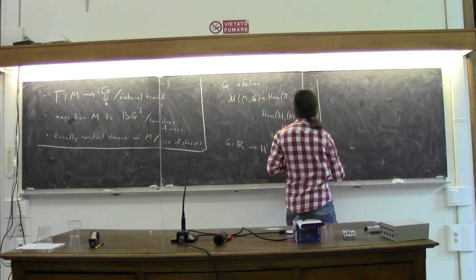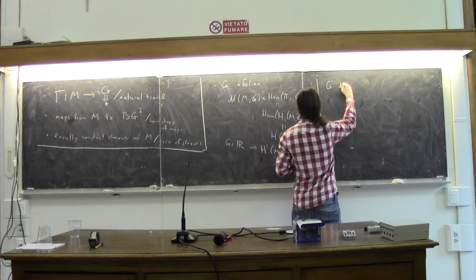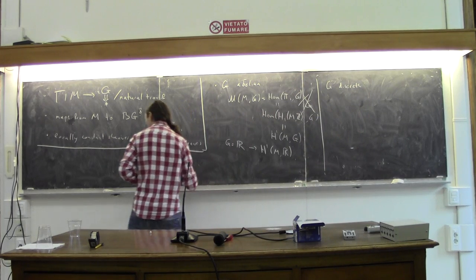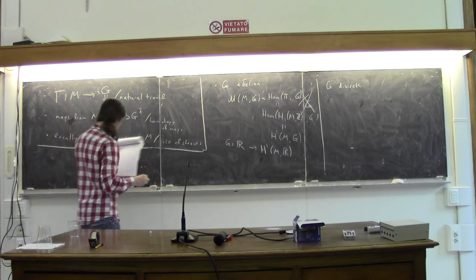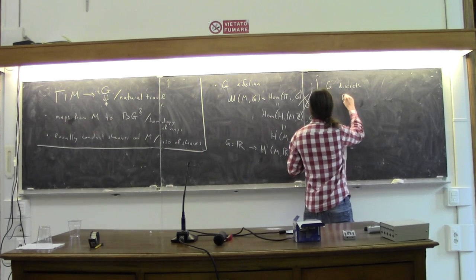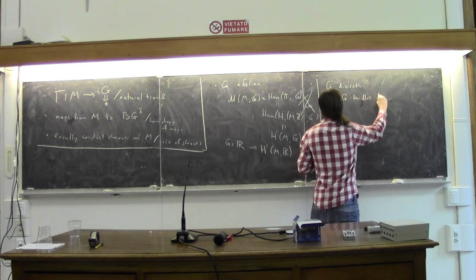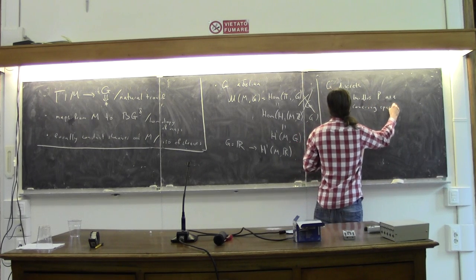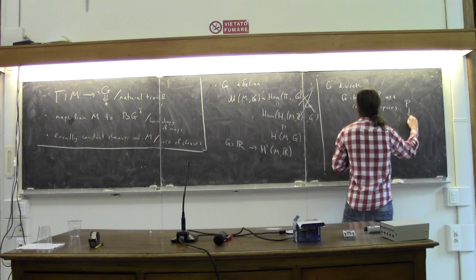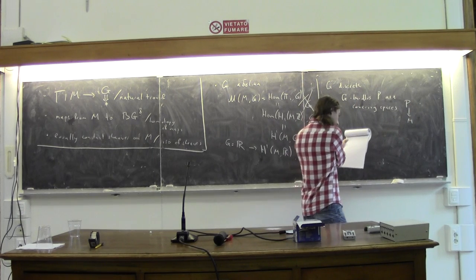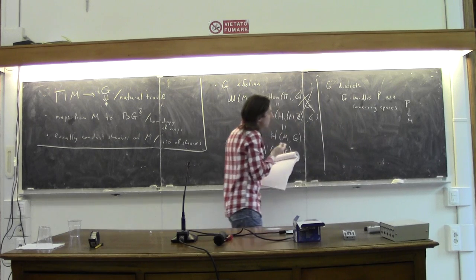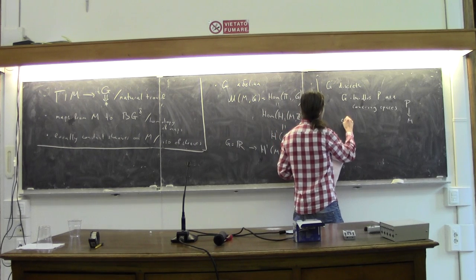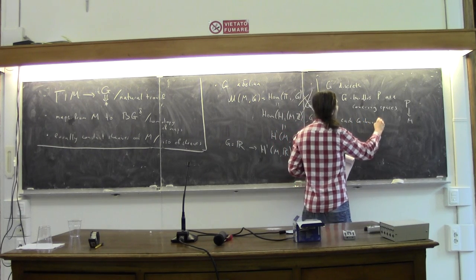So the other interesting case is the simple case where G is discrete. Then G-bundles are actually just covering spaces. And each covering space has a unique connection, and it is flat. So each one has a unique connection.